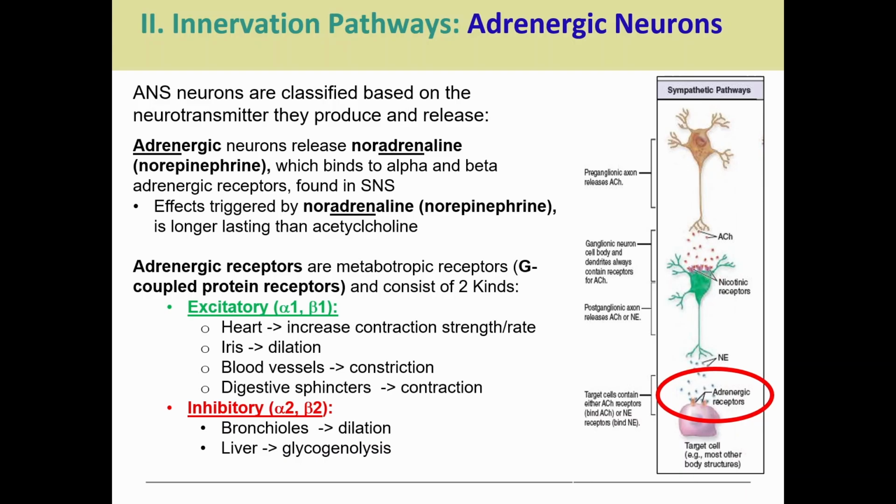So excitatory, we're going to be excitatory in the heart because we're going to increase muscle contraction of the heart. In the iris to allow dilation, the blood vessels for constriction, and then contraction of the digestive sphincters to kind of slow that process down. And then inhibitory, that's where we're going to be inhibiting in the bronchioles to allow dilation, in the liver for glycogenolysis, to break that glycogen down to increase the blood glucose levels.